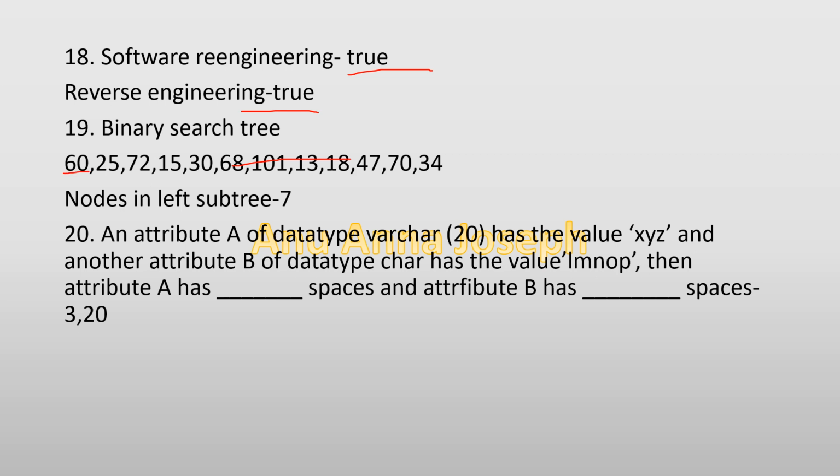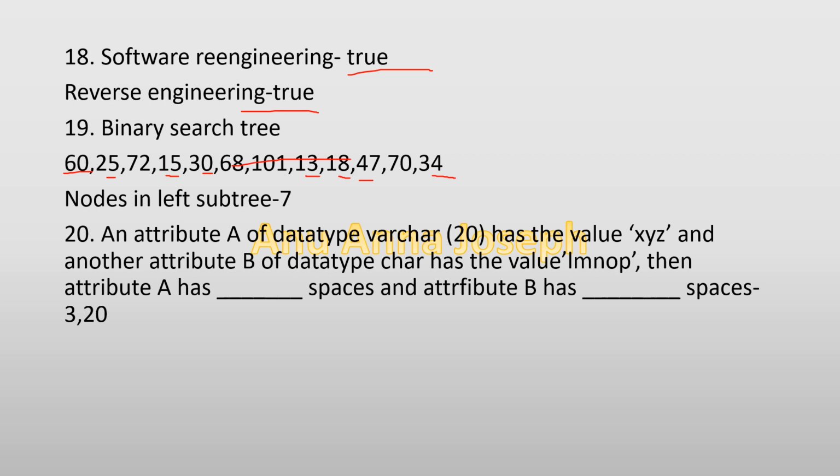So 60 will be the root node. The first node will be the root node. So just count how many numbers are there which is less than 60. So 1, 25, 1, 2, 3, 4, 5, 6, 7. Yeah. So nodes in the left subtree will be 7.